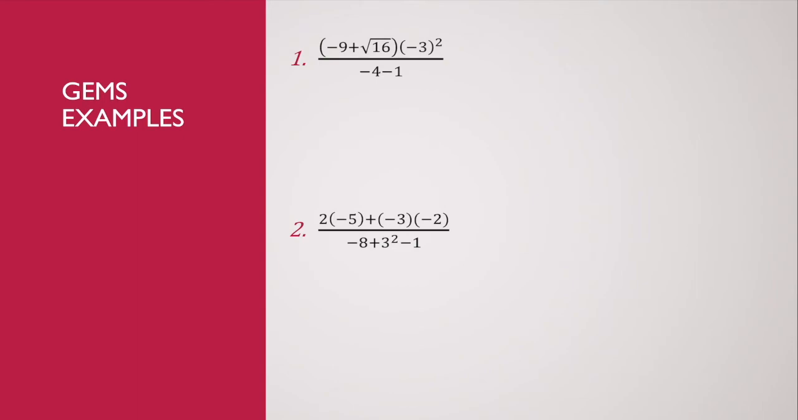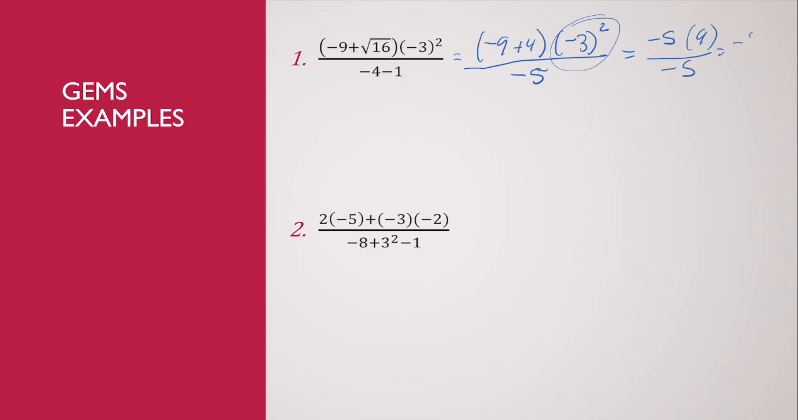So let's do a couple more complicated examples. I have negative 9 plus the square root of 16. That gives me negative 9 plus 4 times negative 3 squared over negative 4 minus 1, which is a negative 5. Negative 9 plus 4 is negative 5. Negative 5 times negative 3 squared is a positive 9 over negative 5. That gives me negative 45 divided by negative 5, which is a positive 9.